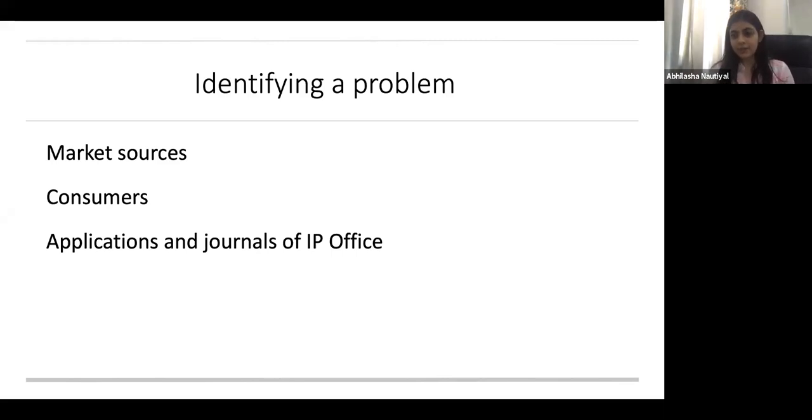But yes, if it's really impacting the bottom line of a firm or a company, they will identify that problem and they would like to remedy it. Sometimes even consumers can raise concerns, and this is also a situation where a company is likely to want to resolve it because again this impacts the bottom line. If a consumer is getting affected and getting confused, then it is something that a company would like to remedy. Applications and journals of IP offices, these can work in more than one way.